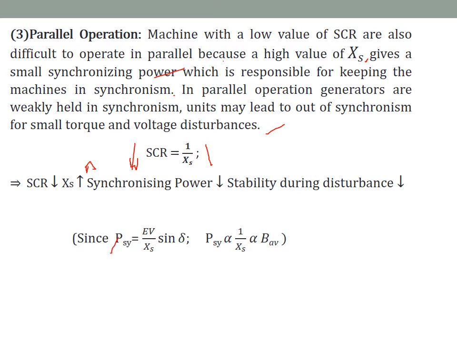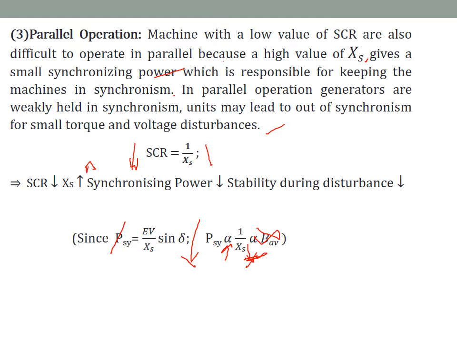Now the synchronizing power Psy is proportional to EV divided by Xs times sin delta. So you can see Psy is inversely proportional to Xs. If Xs is large, Psy will be small. It means synchronizing power will be small.